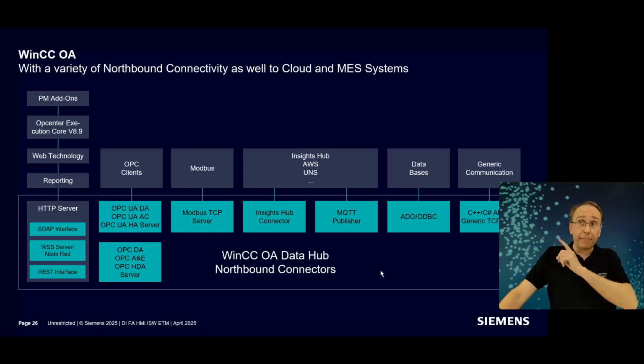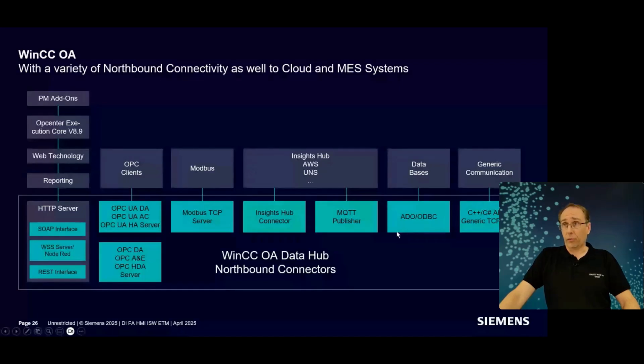And then, of course, the MQTT publisher. The MQTT publisher is also used for exchanging data to, for example, the UNS, Unified Namespace. But there is also an Insight Hub connector. Insight Hub from Siemens is supported right from the application to help you connect to that additional piece of technology. Database connections also, of course, for sharing the data to other databases. And sure, you can also do your generic drivers here if needed.